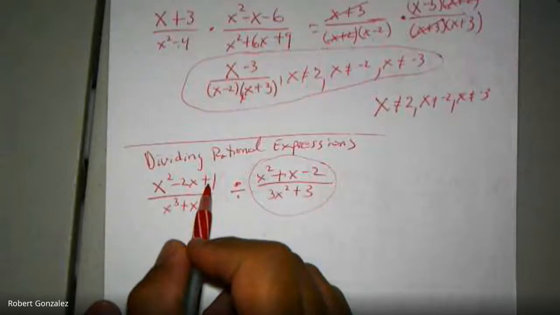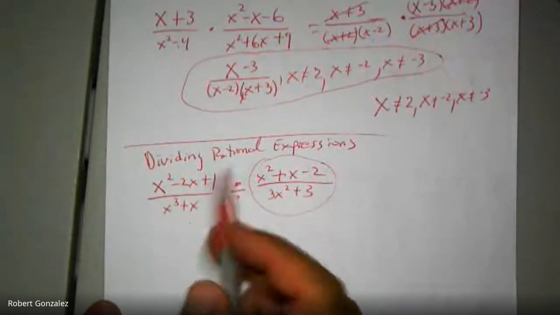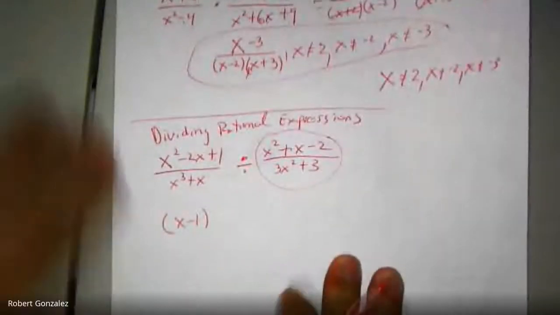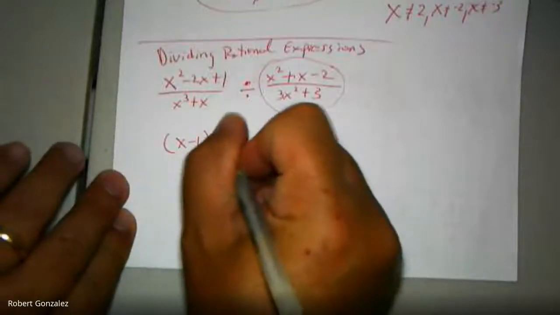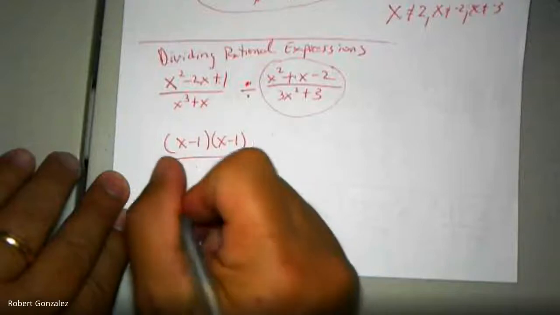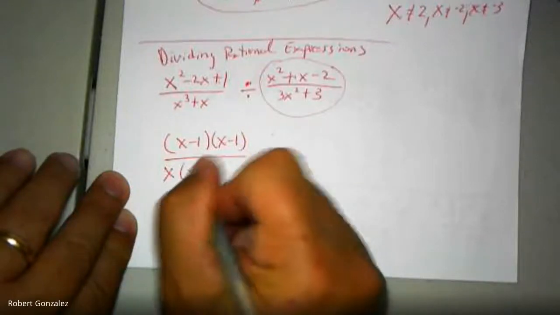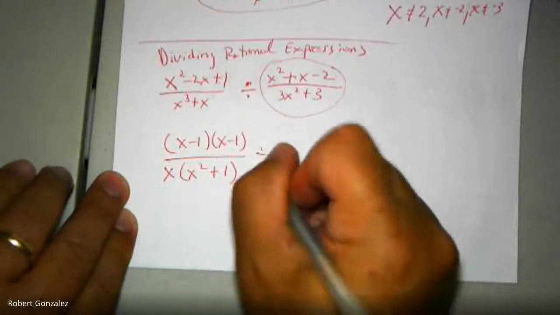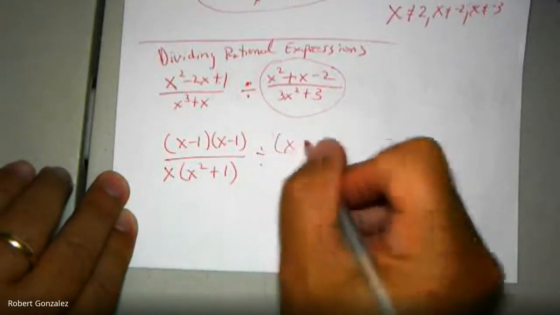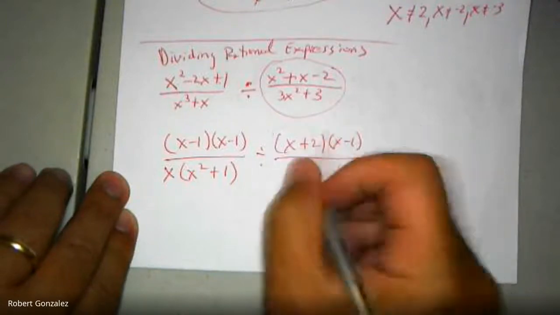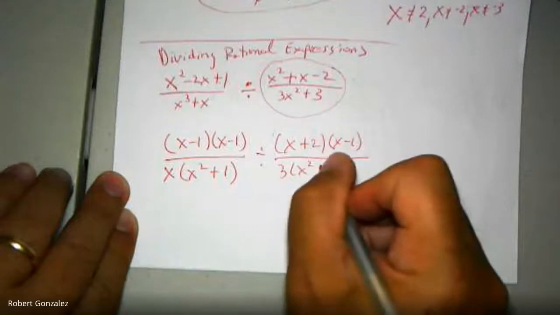Factoring this one using the diamond problem, we're going to get x minus 1, x minus 1. On the bottom, I have an x in common, and I'm going to be left with x squared plus 1. Over here, factoring the top, I get x plus 2, x minus 1. On the bottom, I get 3, x squared plus 1.